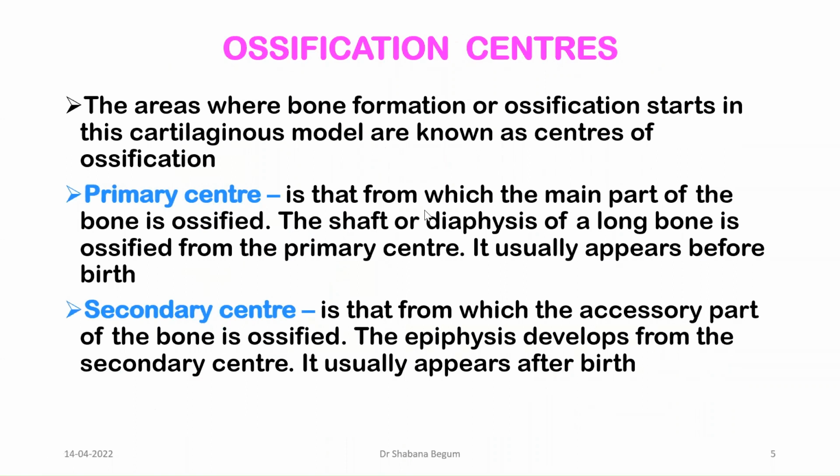Primary center is that from which the main part of the bone is ossified. In case of a long bone, the shaft or diaphysis is ossified from the primary center. It usually appears before birth. Secondary center is that from which the accessory part of the bone is ossified. The epiphysis of a long bone develops from the secondary center and it usually appears after birth.